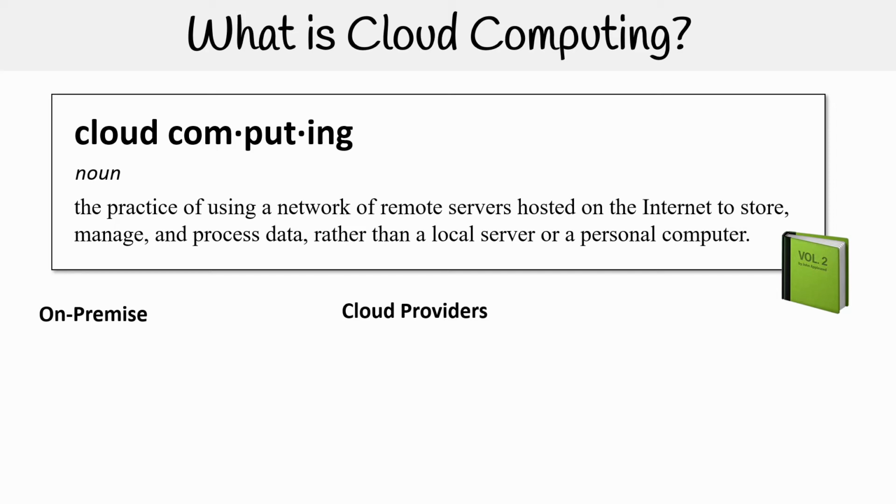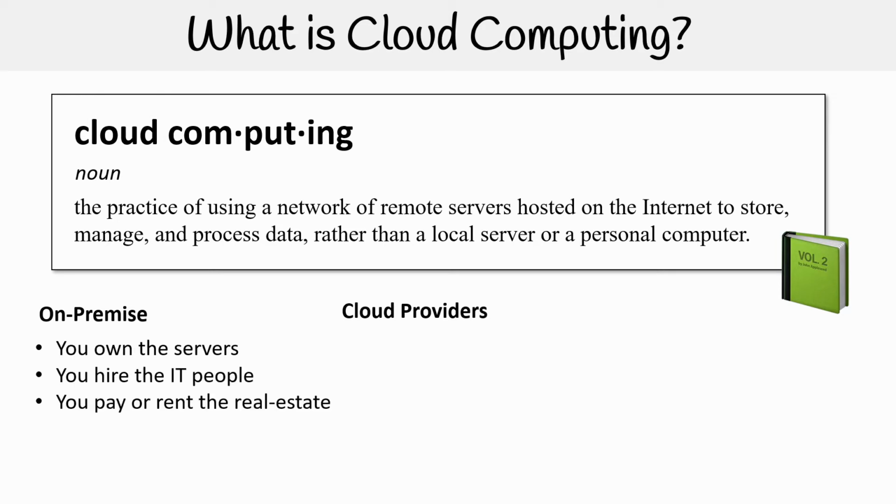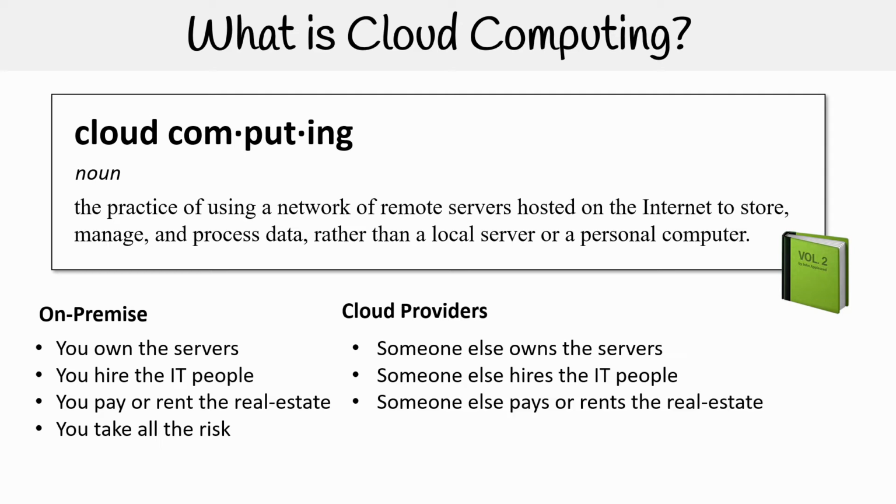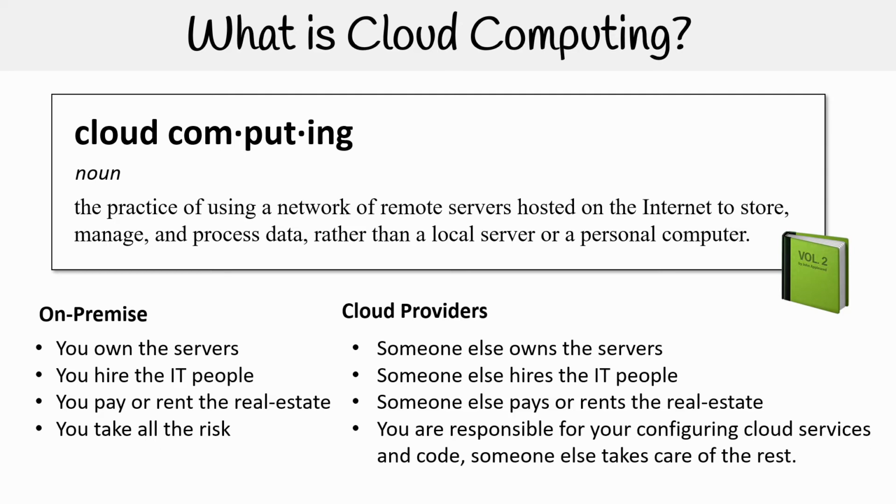So with on-prem, or on-premise, you own the servers, you hire the IT people, you pay the rent or real estate, and you take all the risk. But with using the cloud, someone else owns the servers, someone else hires the IT people, someone else pays or rents the real estate, and all you're left to do is with the responsibility of configuring your cloud services and code, and everything else is taken care of by the cloud provider. So it sounds pretty good to start with.